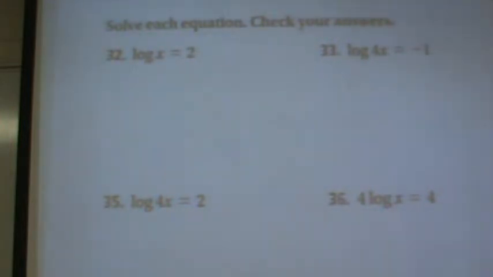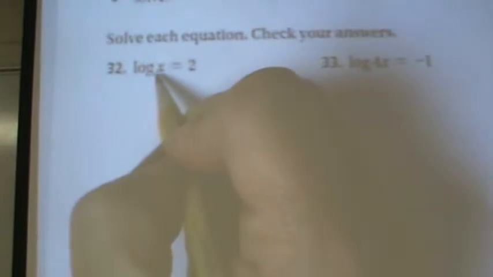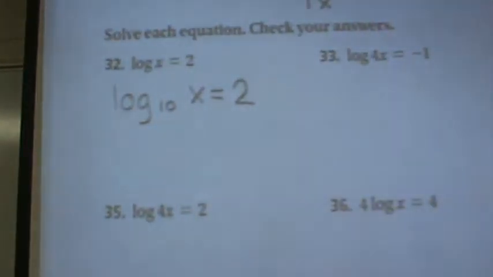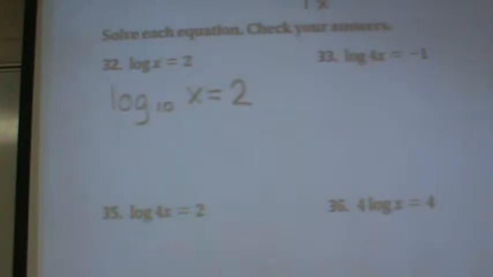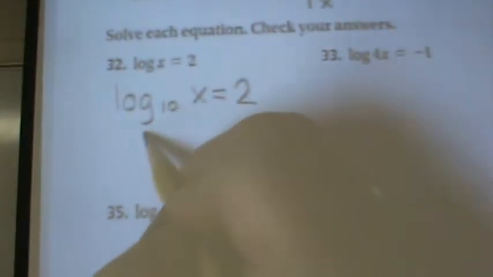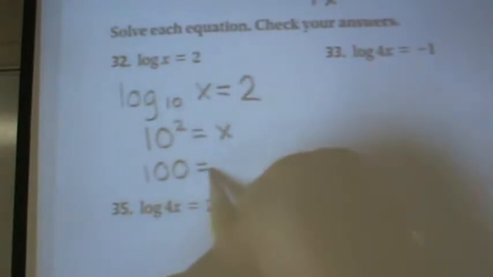Now, 32 could fool you. Do you know what the base is? 10. Good job. Why 10? Because when there's no base, it's always 10. If there's no base, it's kind of like 1x. So, if there is no base, everybody, what's the base? It's a 10. It's not a mistake. So, how are you going to translate this into exponential? You start with the base. 10 squared equals x. You got it. What is 10 squared? 100.